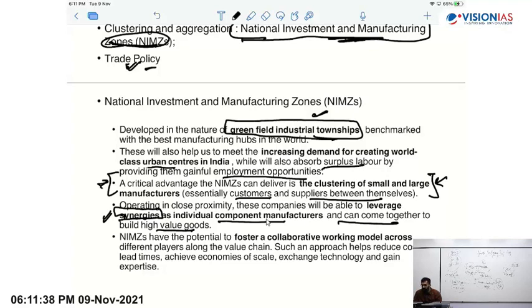Collaborating working models across different players, reduce cost, lead times, achieve economies of scale, exchange technology, gain expertise.